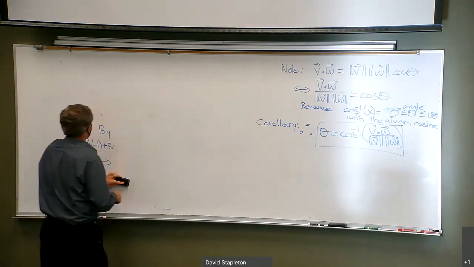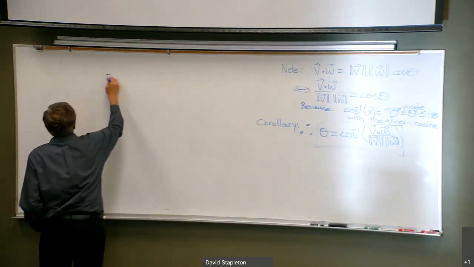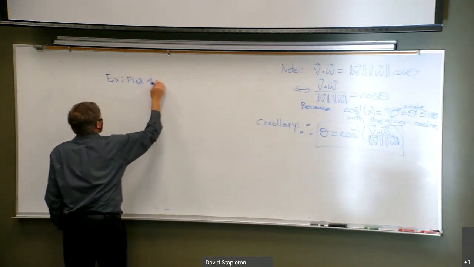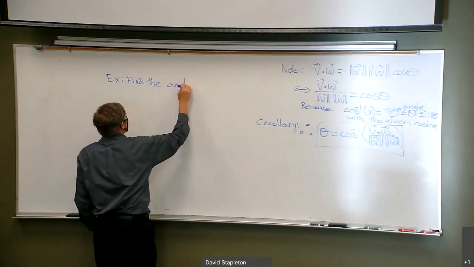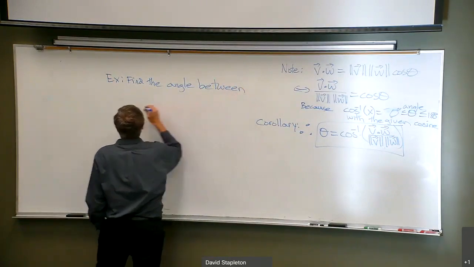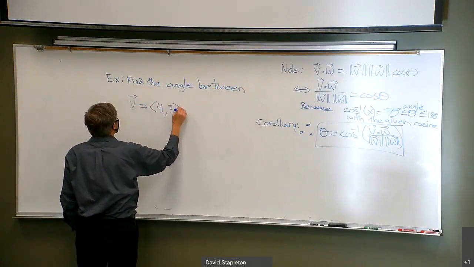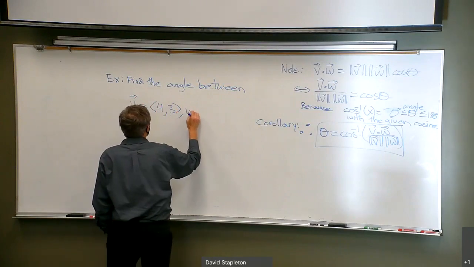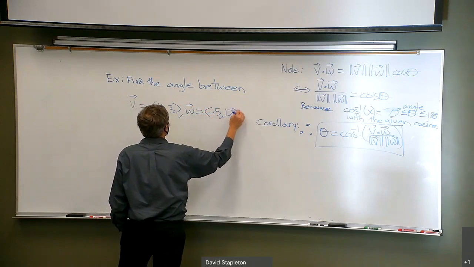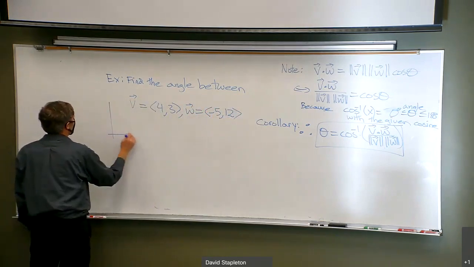Let's try another one. Not always do these vectors come out with a nice angle between them like we got in the last example. Find the angle between the vectors V equals 4, 3, and W equals minus 5, 12. I wonder what the angle is between those two vectors. We could draw them just for fun, right?